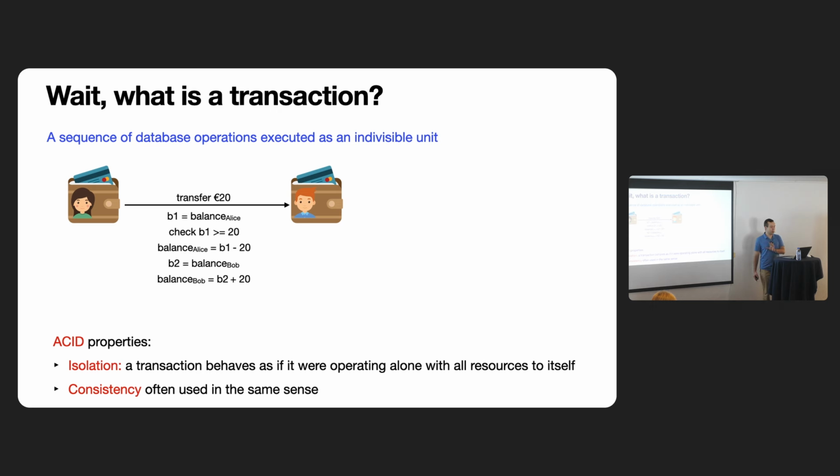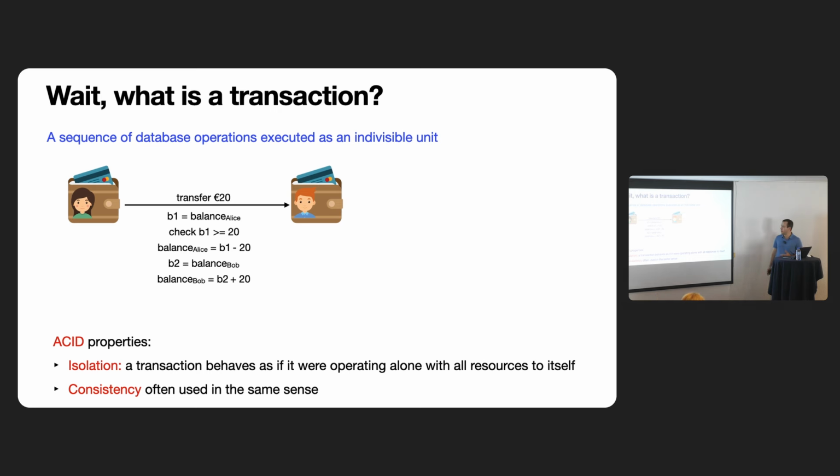Now, what people mean by indivisibly is usually formulated using these ACID properties. This is an acronym you may still remember from your database class. There are different properties here. For example, durability says that if you finish the transaction, then it shouldn't get lost after that. In this course, I'm going to be interested in the letter I. That stands for isolation. And what that says is that the transaction behaves as if it were operating alone with the whole database to itself.